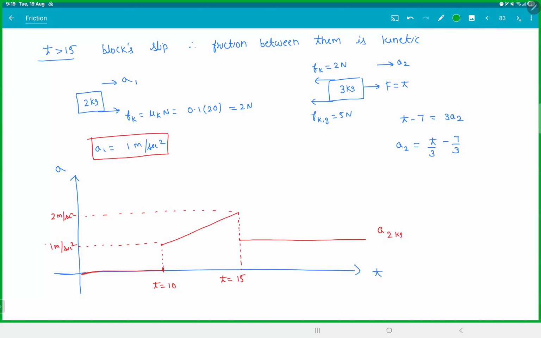How does the 3 kg look? Initially the 3 kg also will not move, so the story will be the same till 15. And this also will jump. And then look at this here. If you put t equal to 15 here, we get a2 equal to (15 minus 7) by 3, 8 by 3. That's again 2.66 something. So this value will jump here. And then the graph will go like this. This value is 2.66. So there, that is one more discontinuity. This is the acceleration of the 3 kg block. So every time there is slipping, the graph will get disconnected.